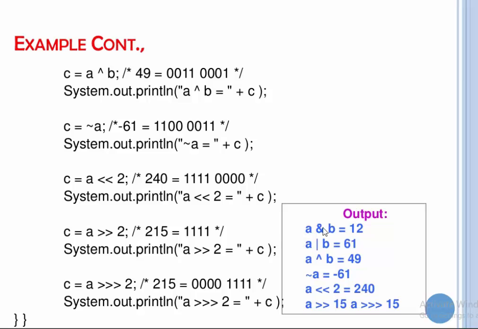So this is the final output when this program is executed, we will get this output. So this is about the bitwise operators. If you have any doubts, you can ask.